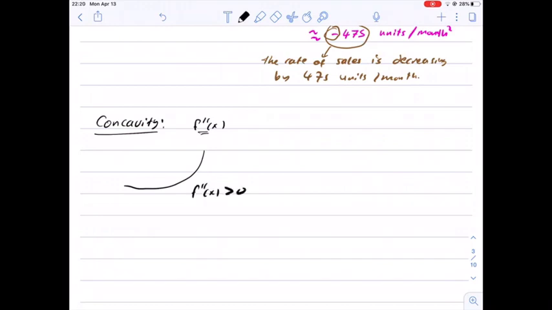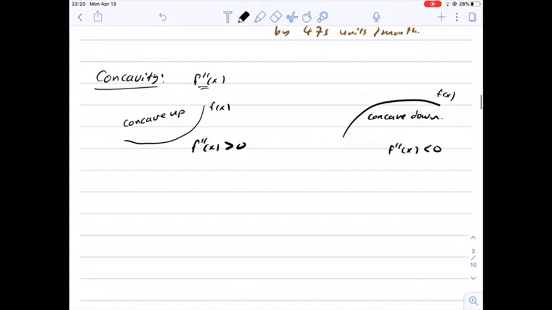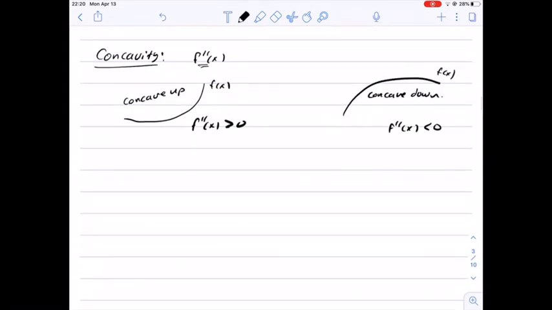For example, here the second derivative is greater than 0, positive. That means the curve of the function is concave up. If the second derivative of the function is less than 0, that means the graph of the function is concave down. And that's it. So by using the second derivative, we can determine concavity of the function.